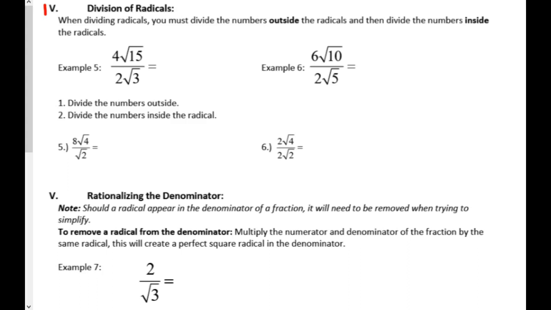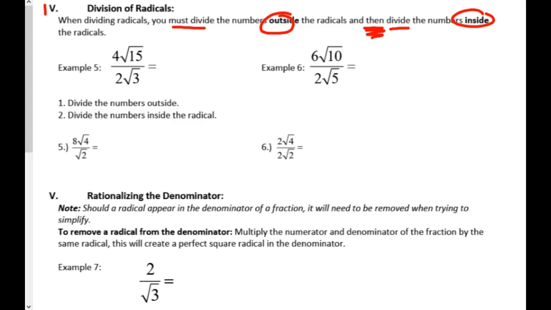It's actually kind of simple, like multiplication. Outside with outside, inside with inside, okay? So check it out. When dividing radicals, you must divide out the numbers outside the radicals and then divide the numbers on the inside of the radical. So let's just do it out and then in.